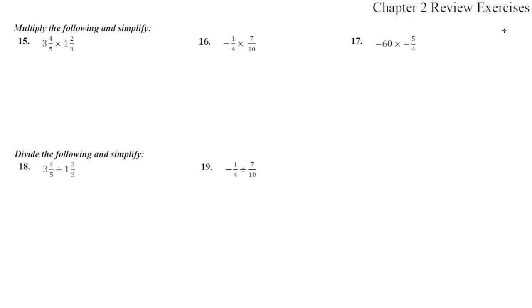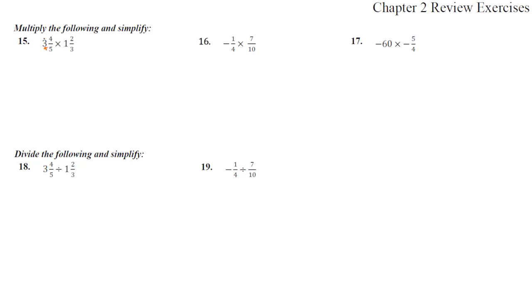Here we are in Chapter 2 review exercises numbers 15 through 19. Multiply the following and simplify. We are multiplying fractions, so we first need to change them to improper fractions so we can multiply numerators to numerators and denominators to denominators. So let's remember how we do this.